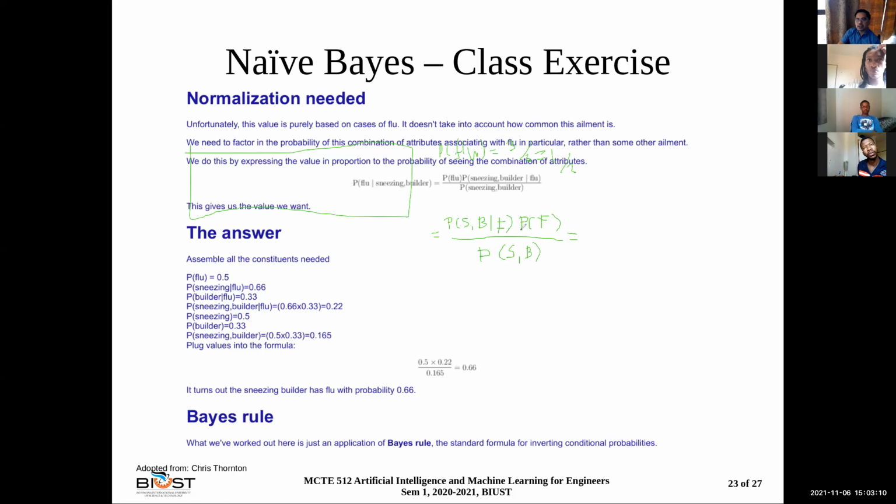We know that features are independent of each other, so what we can do here is: probability of sneezing given flu, probability of builder given flu, probability of flu, divided by, again because they are independent of each other, probability of sneezing, probability of builder.